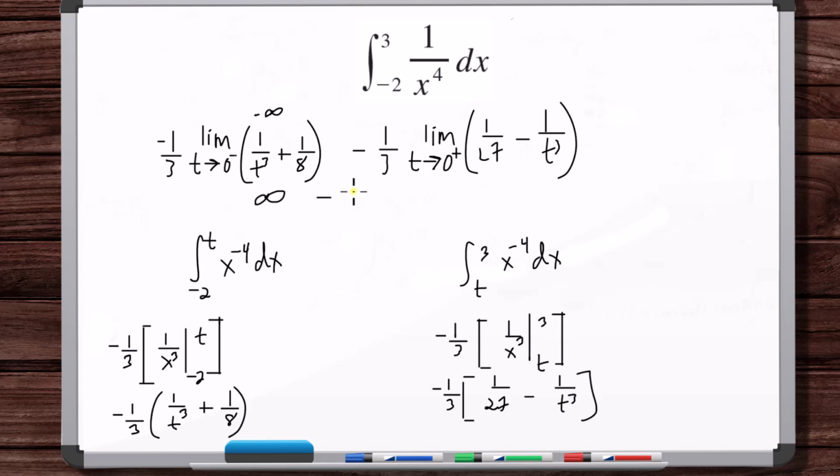Okay, so here let's put the minus sign out front and look at this, not considering the minus sign. So we've got 1 over 3 times 27, positive number, minus 1 over, so 0 from the right. This is going to be positive infinity. So 1 over 3 times 27 minus positive infinity is minus infinity. So you end up getting infinity plus infinity, which is infinity. This diverges to infinity.